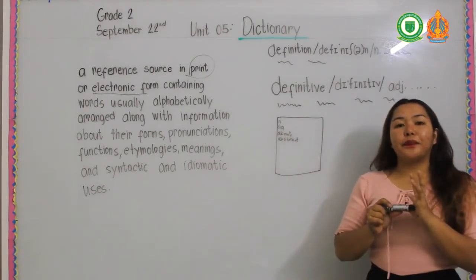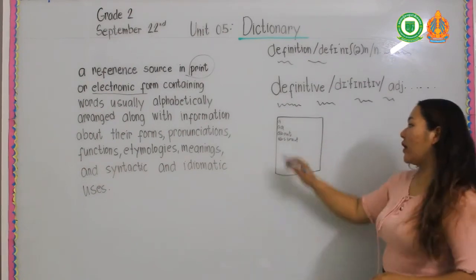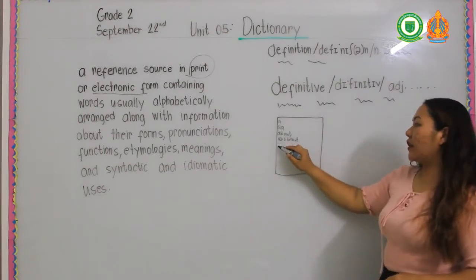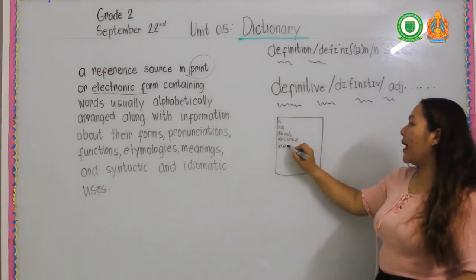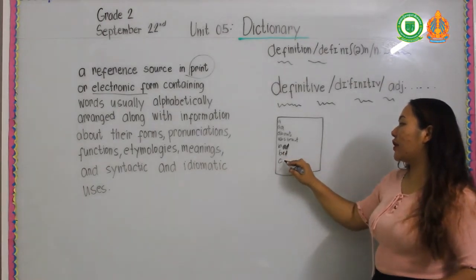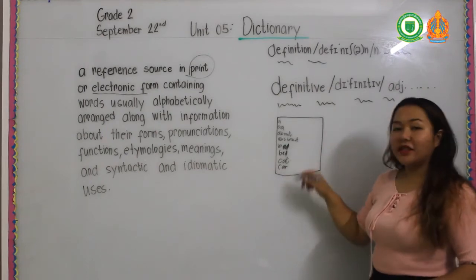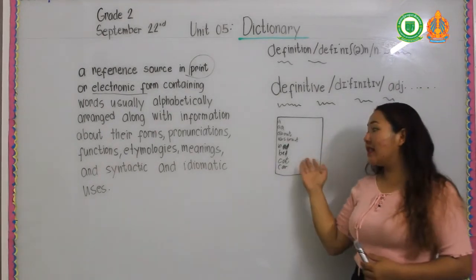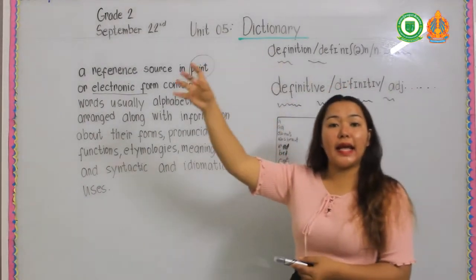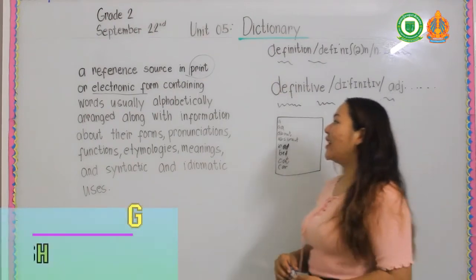But in short, they're arranged alphabetically. So all letter A done, then they will go to letter B. Bed, bad, bed, and then they will go to letter C. Cat, car, and so on and so forth. So this is the meaning of alphabetically arranged. So from letter A to your letter Z words. Okay, understand? Alright.